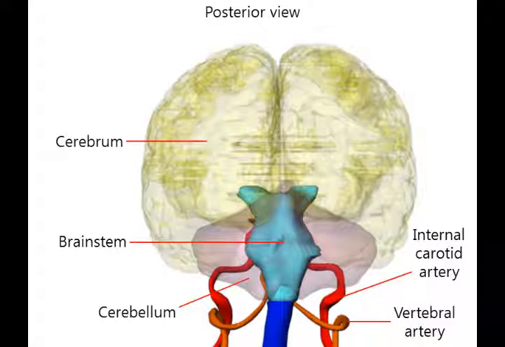The 3D models until now have been made from the sectioned images of a cadaver. I hope this helped you obtain anatomic knowledge.